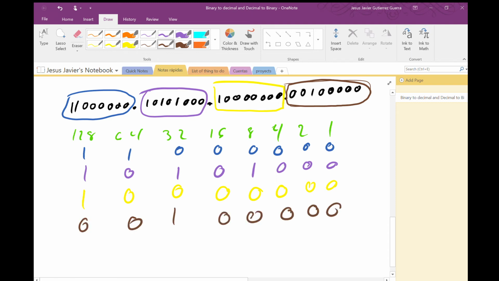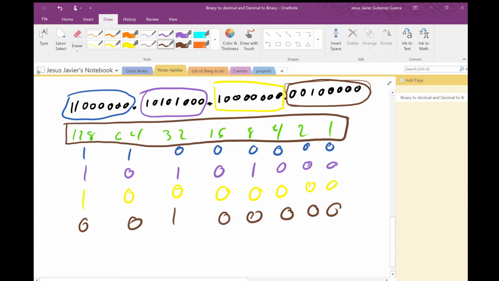If you are not comfortable yet to find it without this little table here, then just write it down. It will be easier for you to do it. It will be easier for everybody. So now we just need to find the numbers. And how do we find the numbers? We just start adding together.